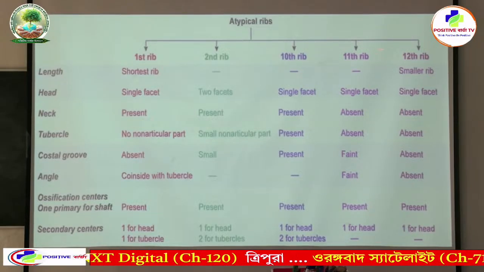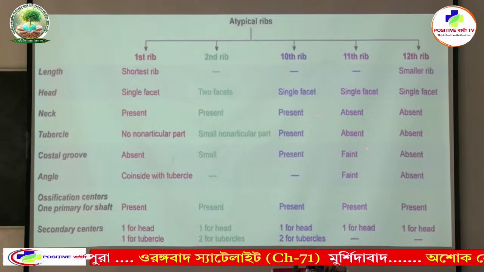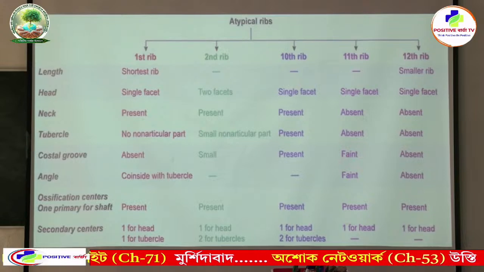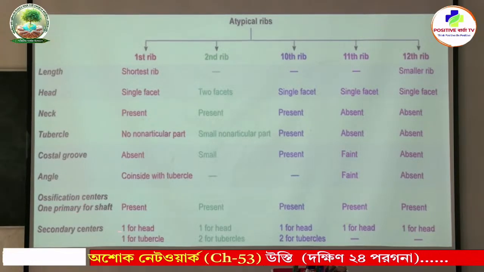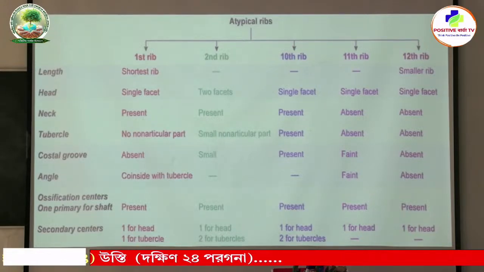Next we go to the 11th rib. Here also a single facet. Here neck is absent, tubercle is absent. Costal groove is faint, angle is also faint. And ossification centers: one primary center for the shaft is present and one for the head. No tubercle, so no center for the tubercle.